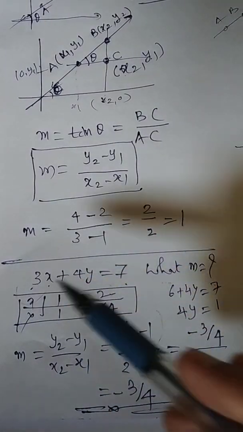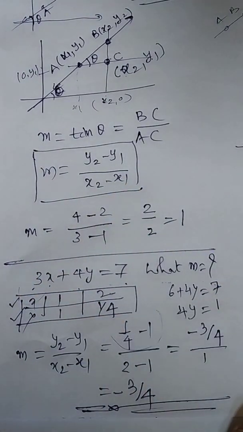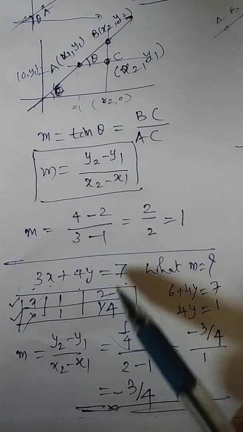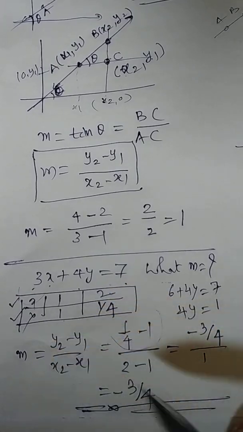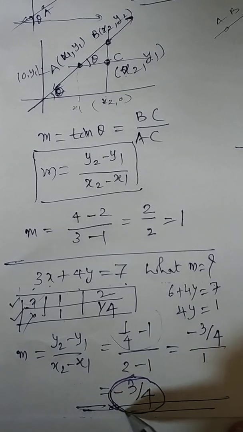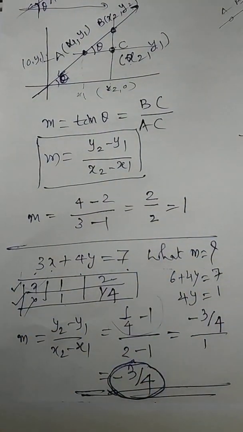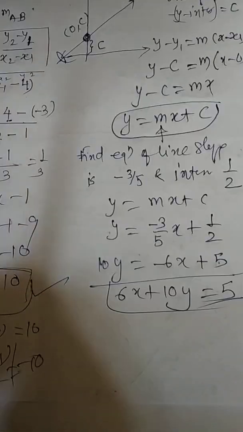You know what you did in the previous case: just get the two points. Do you remember? Then y2 minus y1 over x2 minus x1, and you got the answer as minus 3 by 4. This is the method which I explained earlier. Now I am giving you the same question: 3x plus 4y is equal to 7.